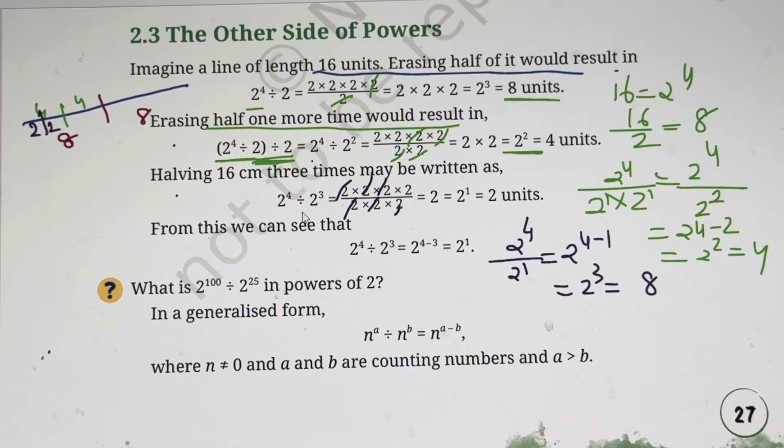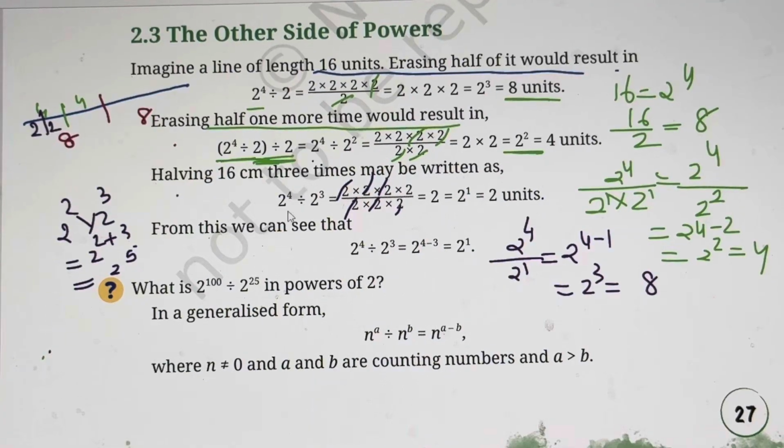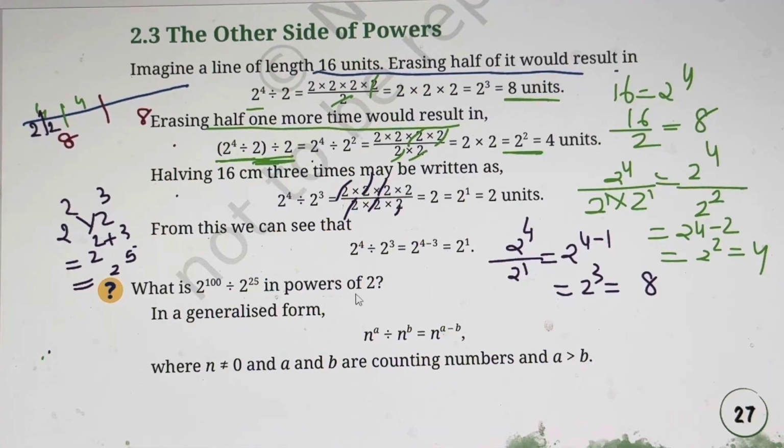Earlier we understood that when the base is same, and we are multiplying two numbers with the same base, like 2 square into 2 cube, then the powers are added. It becomes 2 raised to 5. Now if you are dividing two exponents with the same base, the powers will be subtracted. That is what we need to remember. We are going to establish the general rule over here.